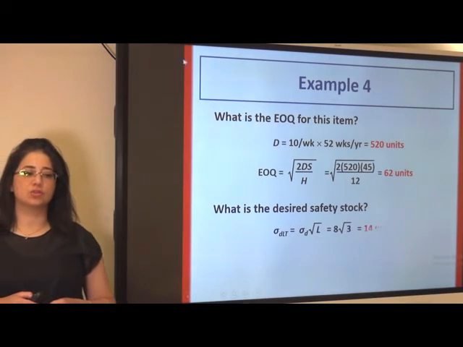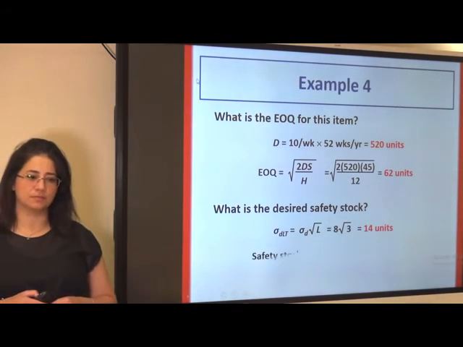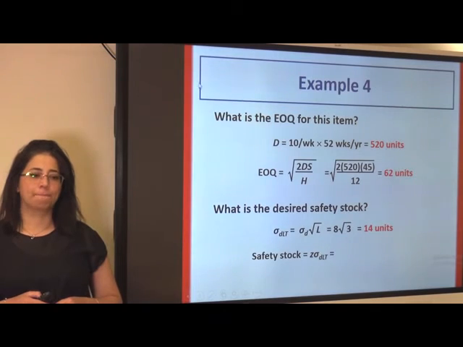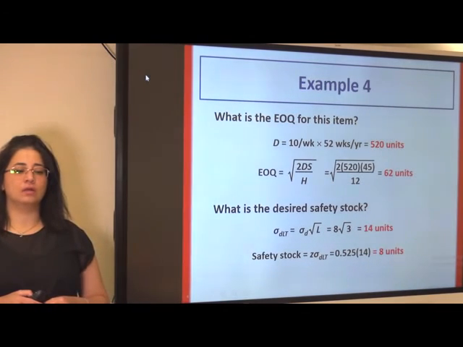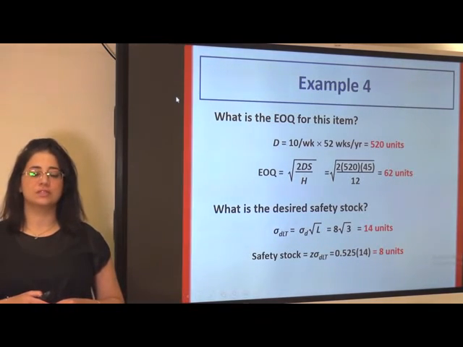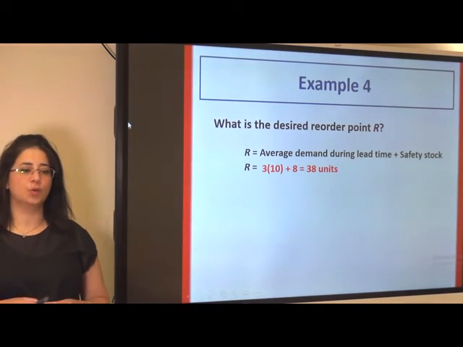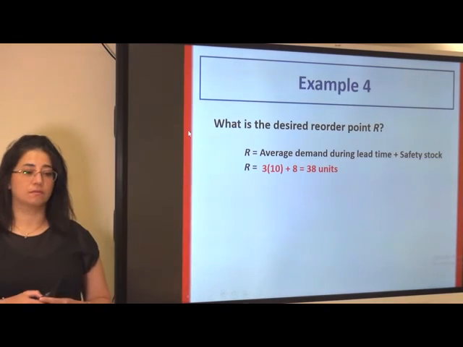The desired safety stock: first, we have to calculate sigma demand during lead time, sigma demand times the square root of L, which is 14 units. And the safety stock is Z sigma demand during lead time for a 70% service level. From the Z tables, Z is 0.525. So the safety stock is 8 units. The reorder point is average demand during lead time plus safety stock: 3 multiplied by 10 plus 8, which is 38.